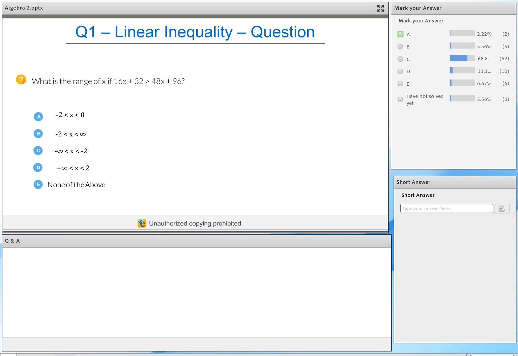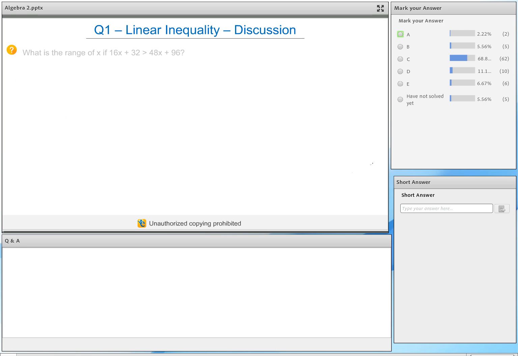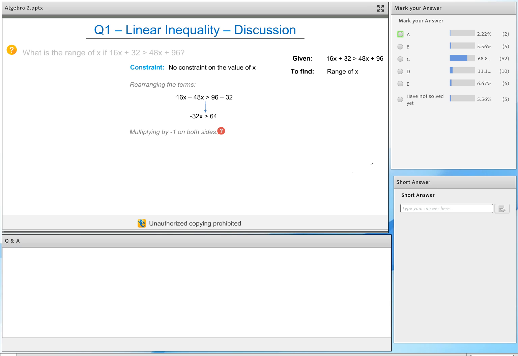All right. So majority of the class got this question right. Choice C is the correct answer. Again, it's a simple linear inequality over here. We have to find the range of x. There's no constraint on the value of x. Okay, so we rearrange the terms. We get minus 32x is greater than 64.